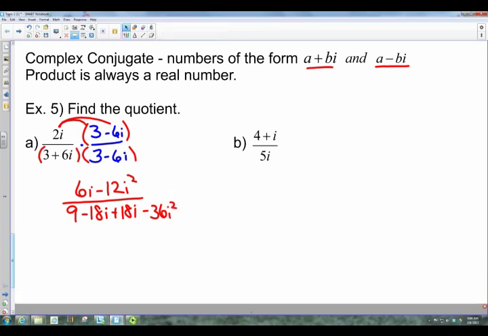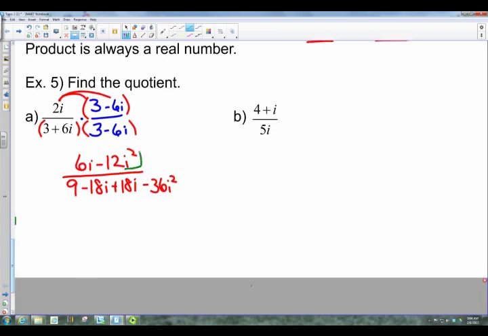Now from this point, we're going to start simplifying a little bit. In your numerator, you've got this i squared. We saw that before. That becomes a negative 1. So you've got a negative 12 times a negative 1, which is a positive 12. And then your 6i goes on the end.